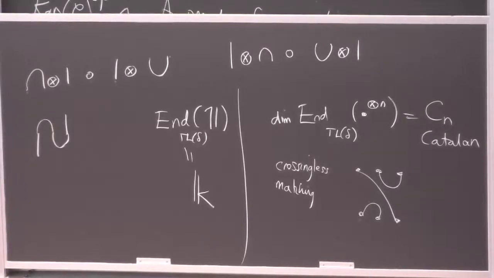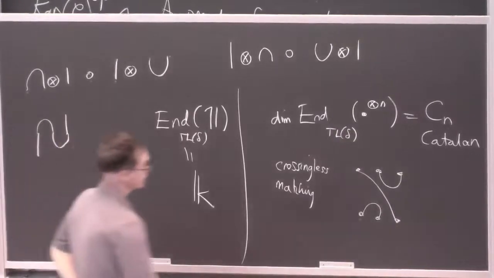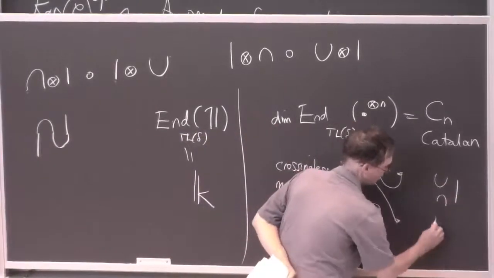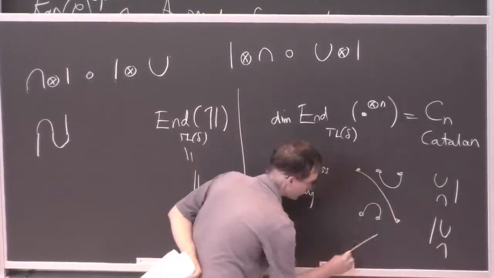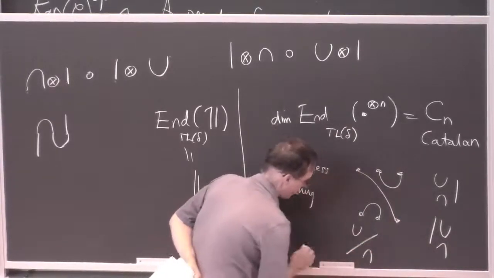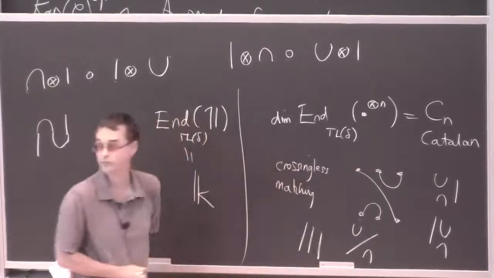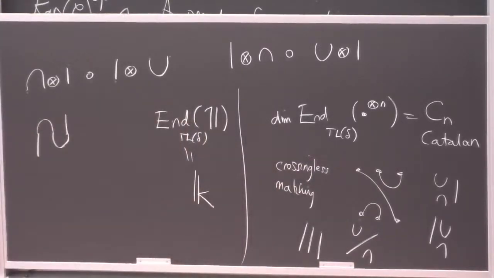Why Catalan's number? Because that's Catalan's number. I don't know how to answer that. How many here? I mean, I can do this one, or this one, or that one, or that one, right? 5. That's the third Catalan number.